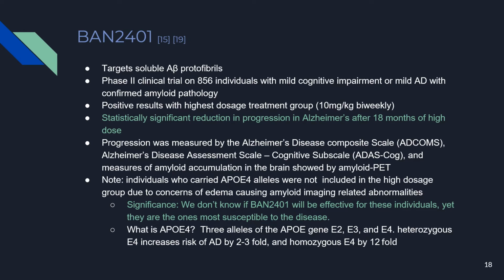When interpreting these results, though, we must be cautious. The individuals that were most genetically susceptible to Alzheimer's, those who have 2 APOE4 alleles, were not included in the trial. Having one E4 allele increases your risk for developing AD by 2 to 3-fold, and 2 E4 alleles increases your risk for Alzheimer's by 12-fold. This is concerning because we don't know if this type of treatment will work for these individuals.